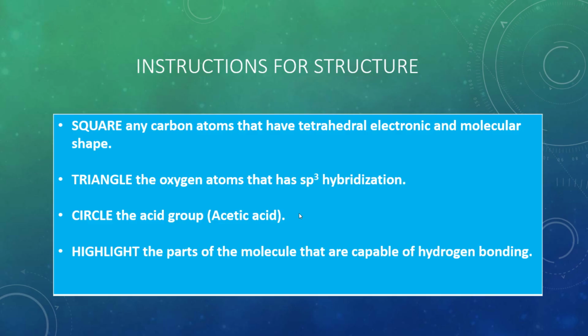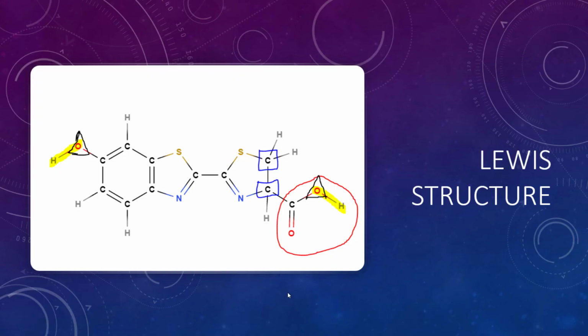The final step is to highlight the parts of the molecule that are capable of hydrogen bonding. A hydrogen bond is only possible if either nitrogen, fluorine, or oxygen atoms are bonded with hydrogen. In this case, there are 2 hydrogen bonds.